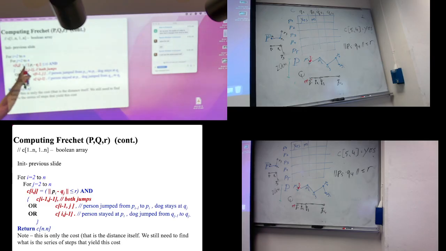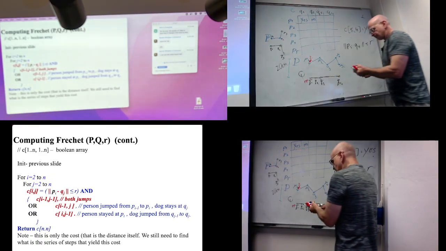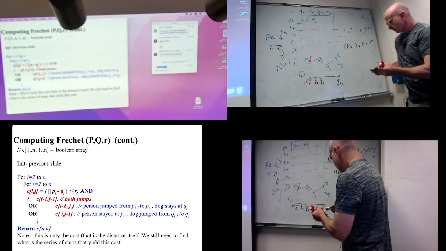Right? So the first condition that I write in Cij is that I'm asking is Pi minus Qj smaller than R. If the distance Pi minus Qj is larger than R, then Cij must be false. But that's just a necessary condition. It's not sufficient. If the distance is less than R, then it still doesn't mean that Cij is yes. Agree? Let's think about this example.